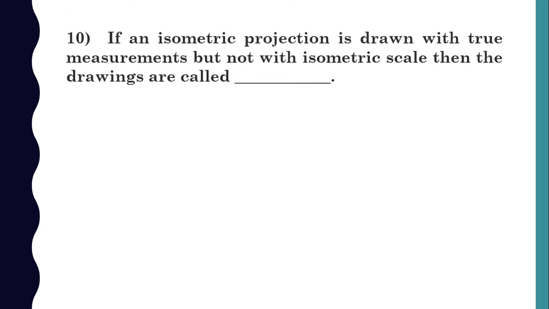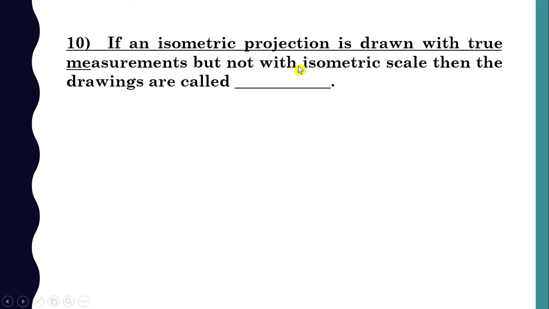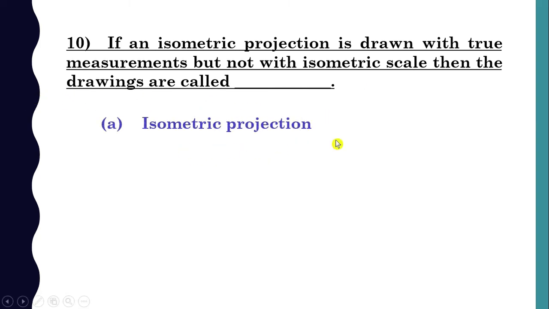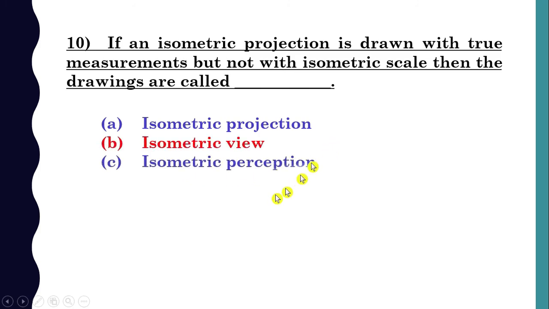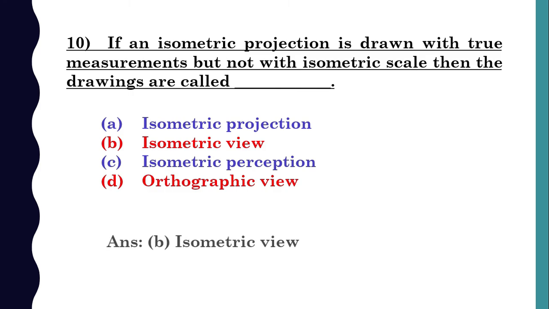Last, MCQ number 10. If an isometric projection is drawn with true measurement but not with isometric scale, here we are drawing by true measurement but we are not using the isometric scale, then the drawing is called: options are A isometric projection, B isometric view, C isometric perception, D orthographic view. So when an isometric drawing is made with true measurement, it is called isometric view. So option B is correct, isometric view.